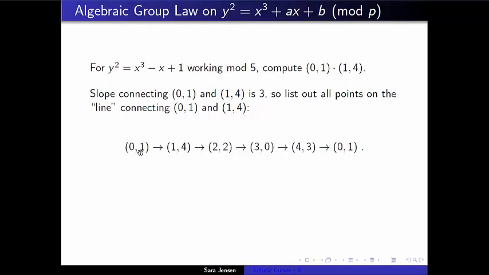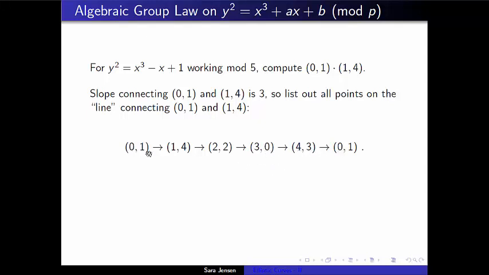So I'd say, okay, (0, 1) and (1, 4). The next thing I do is move over 1 and up by 3. So I moved over 1, the 1 becomes a 2, and the 4 goes up by 3 to become a 7. But since I'm working mod 5, that 7 becomes a 2. And then I move over 1 from the 2 to a 3, and I take 3 and add it to the 2, so I get a 5. But I'm working mod 5, so that becomes 0, and so on and so forth.